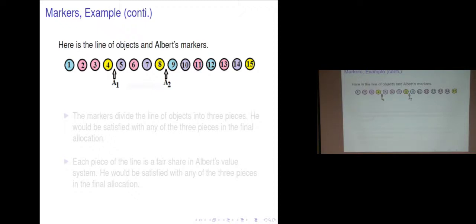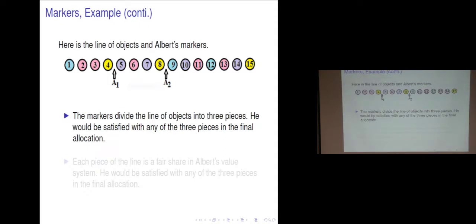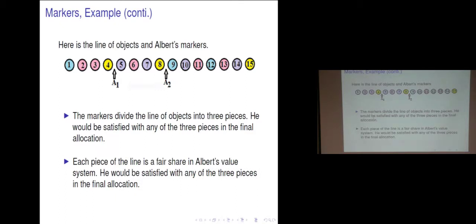So in his eyes, he can take any portion of the three segments. Among the three segments, no matter what you give to him, he's happy. The markers divide the line of objects into three pieces. He would be satisfied with any of the three pieces in the final allocation. He wants to get 1/3 of these 15 objects, so we asked him to place his markers, and he did this. Now each piece of the line is a fair share in Albert's value system. He would be satisfied with any of the three pieces in the final allocation. I'm repeating myself.